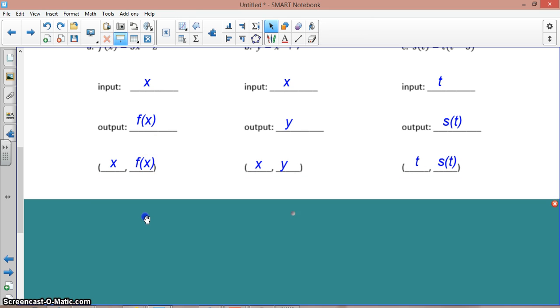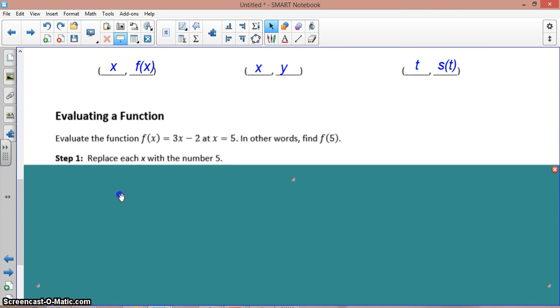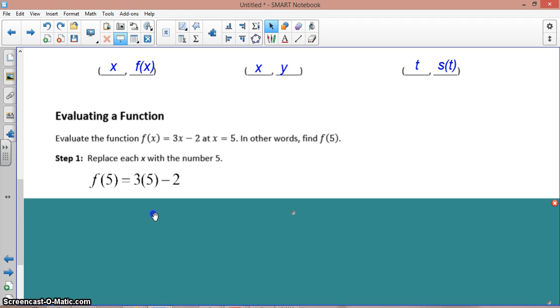When we evaluate these functions, we just follow these steps. We're going to evaluate the function f of x equals 3x minus 2 at x equals 5. In other words, find what f of 5 is equal to. Step 1, whenever you're asked to find f of 5, or f of anything, you always replace each x with that number. In this case, we're replacing the x with the 5, because we want f of 5. So notice the 5 went in here for the x. This is just notation saying we're putting a 5 into the f function. And then we also replace the x on this side with a 5.